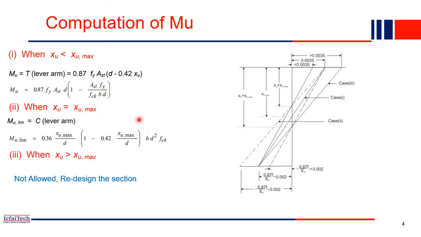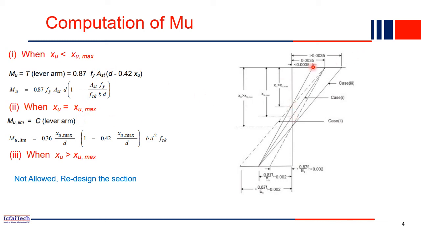Now the last part here is the computation of Mu. What is Mu? Mu is the moment generated in the section. Now we understood, right? There are three cases. The first case is when Xu is less than Xu max, which is the maximum value, but our neutral axis depth is less than Xu max.